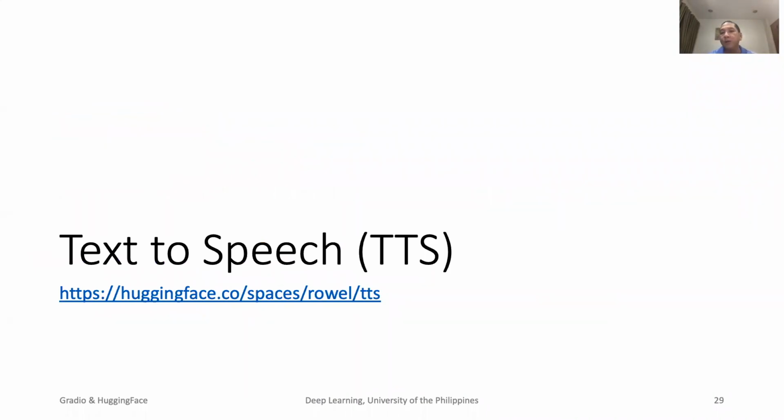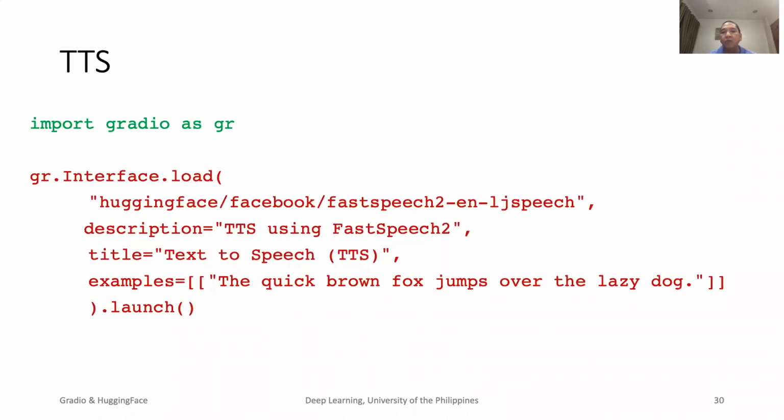We can also do the reverse. Given a text, we can convert it into speech. This is called text-to-speech or TTS. In this case, we use another interface method called load that accepts model name. In this case, we use FastSpeech that was trained using LJ Speech dataset. Gradio automatically figures out the interface and data processing needed for this task. Let us see the app on Spaces.